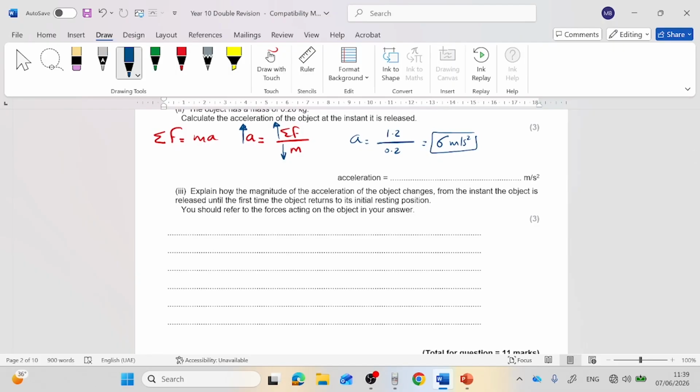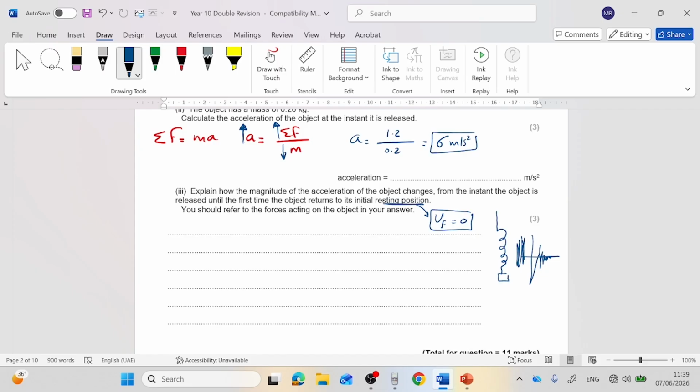For this question, triple I, explain how the magnitude of the acceleration of the object changes from the instant the object is released until the first time the object returns to its initial resting position. At the initial resting position, its final velocity becomes 0. It is not vibrating anymore. So when the object was stretched, the extension was maximum. After releasing it, it will keep vibrating up and down. But as you know, the amplitude of vibration will decrease until it comes to rest. So the amplitude of vibration decreases because the spring will lose its energy.